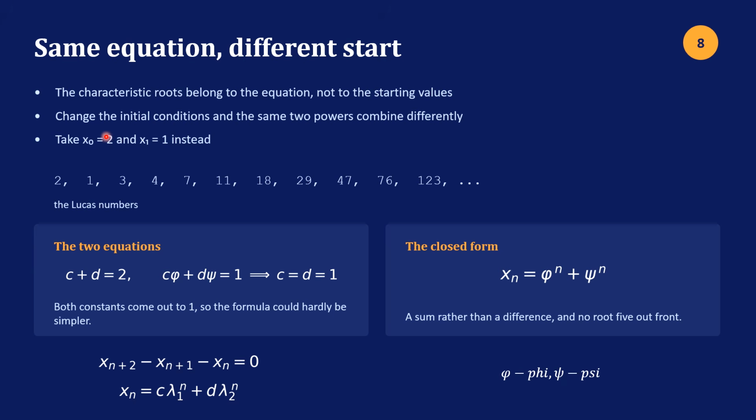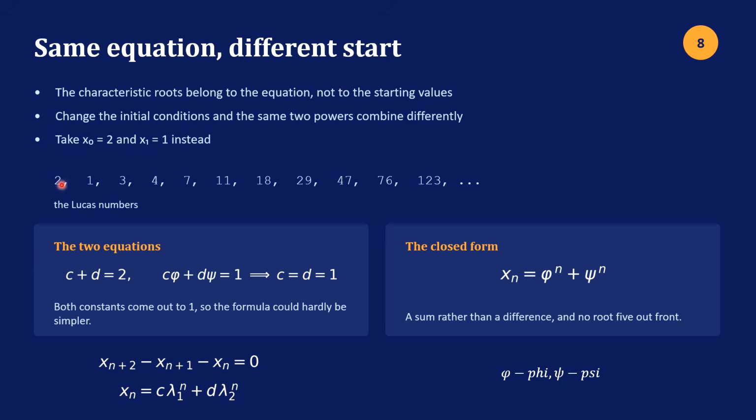The only thing I've changed are the initial conditions. So now x sub 0 is 2, and when you plug that in here, you get 2 equals c plus d. And then x sub 1 is 1 the same as before, so you get this here. And when you solve this, you get c equals d equals 1. And so this becomes x sub n equals phi to the n plus psi to the n.